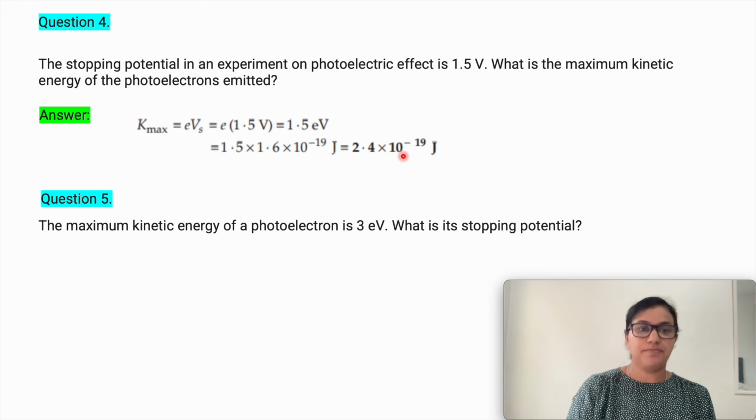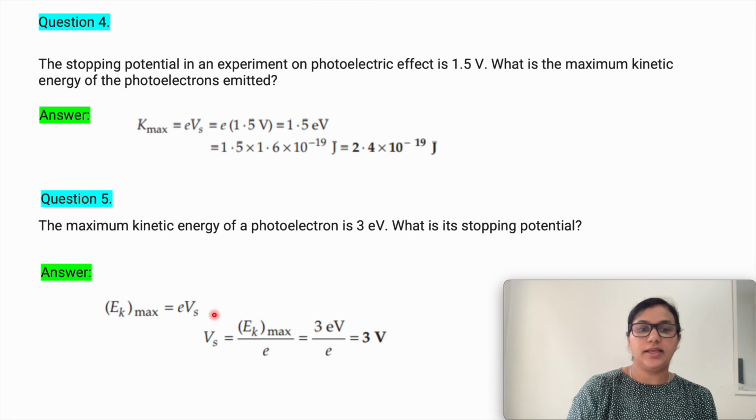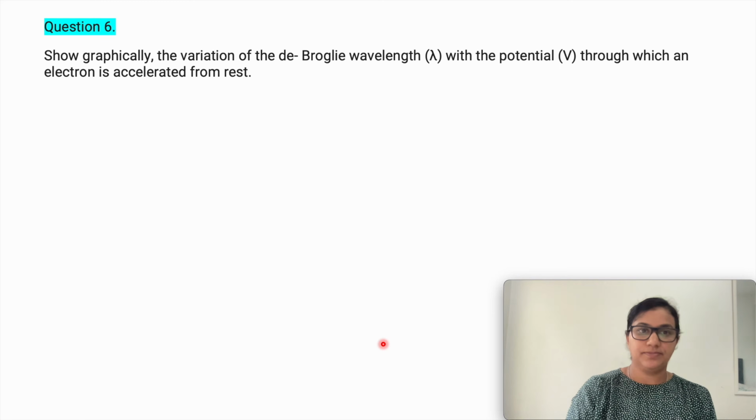Question number 5. The maximum kinetic energy of a photoelectron is 3 electron volt. What is its stopping potential? The answer is, kinetic energy maximum is given by the same formula. You can write kinetic energy maximum using this equation or this equation. So from this, stopping potential is given by kinetic energy maximum divided by e. 3 electron volt divided by e will give you 3 volt.